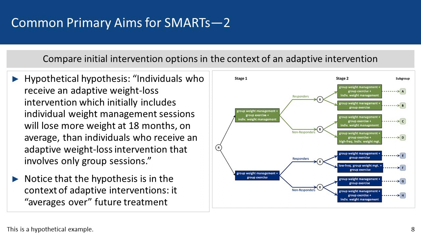Notice that this hypothesis is in the context of adaptive interventions, right? I'm talking about an intervention that begins with a particular set of components. And I'm averaging over future treatment. So I'm sort of ignoring what happens in the future. I'm averaging over what's happening in the future. I'm just comparing people who started with individual weight management, group weight management, and group exercise versus the people on the group-only intervention.